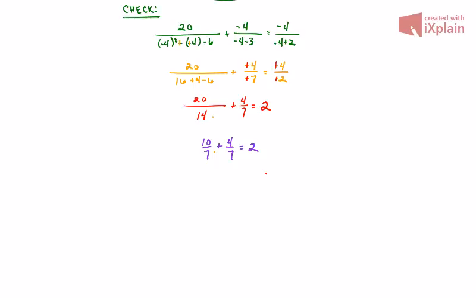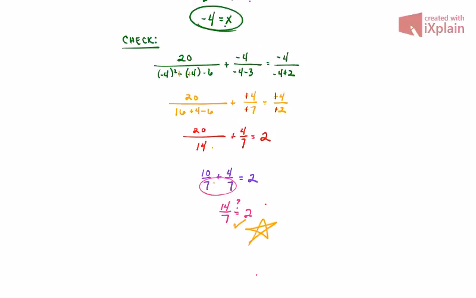Well, since we do have the same denominator here, we're in luck. We don't have to find a common one. That gives me 14 over 7. My question to you is, does 14 over 7 simplify down to a 2? Yes, it does. So gold star, our solution of x equaling negative 4 is correct.